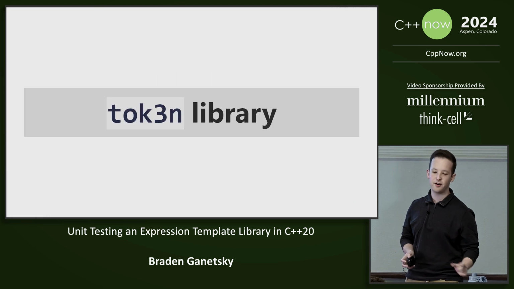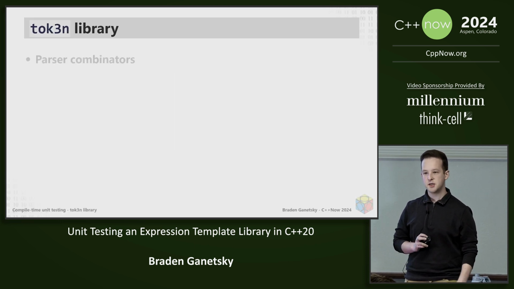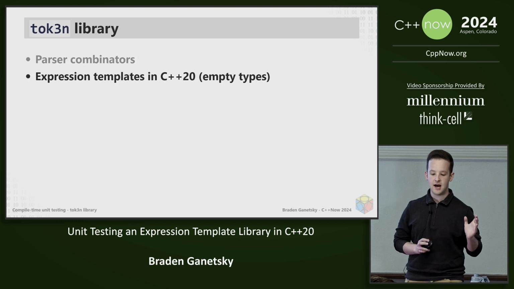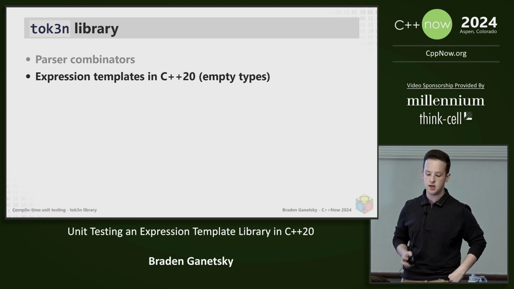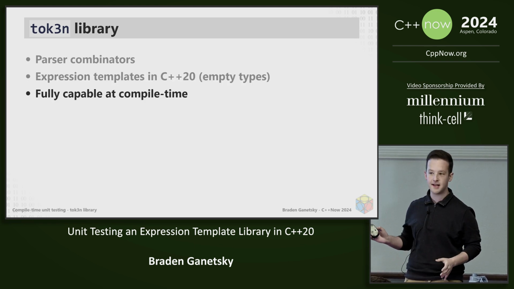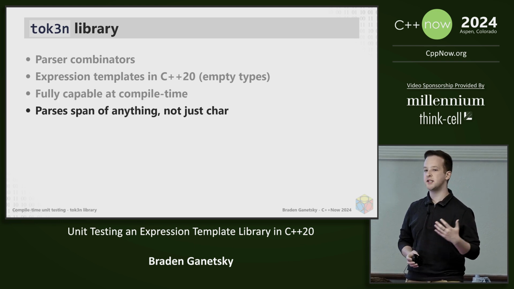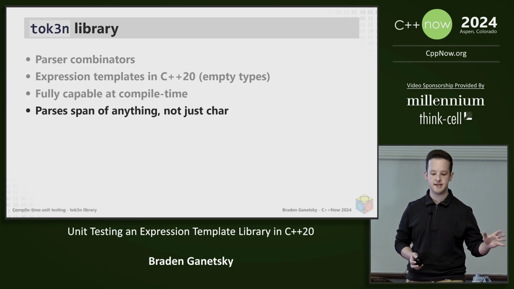And this library is called Token. It's made of parser combinators, it's expression templates in C++20. All of my types are empty types, so everything is just in the type system. There's no non-static data or non-static functions. And I claim that it's fully capable at compile time. We'll see. And it's able to parse spans of anything, not just spans of char. I'll show that as an example soon.